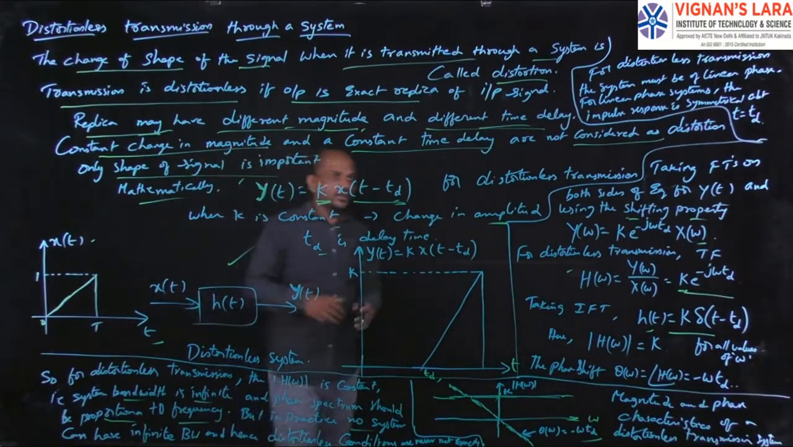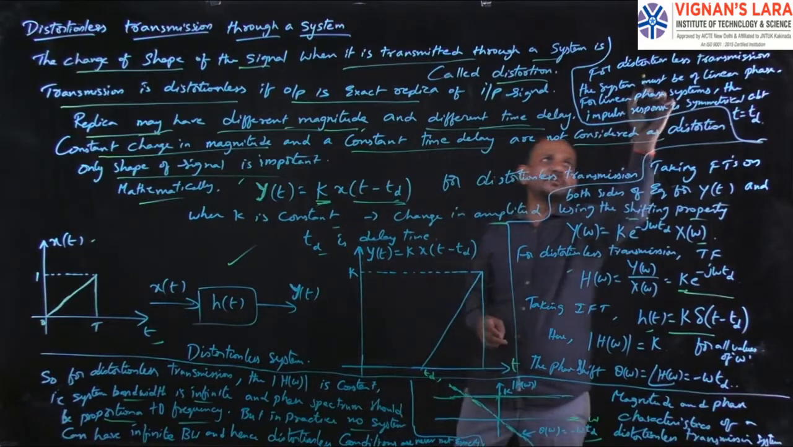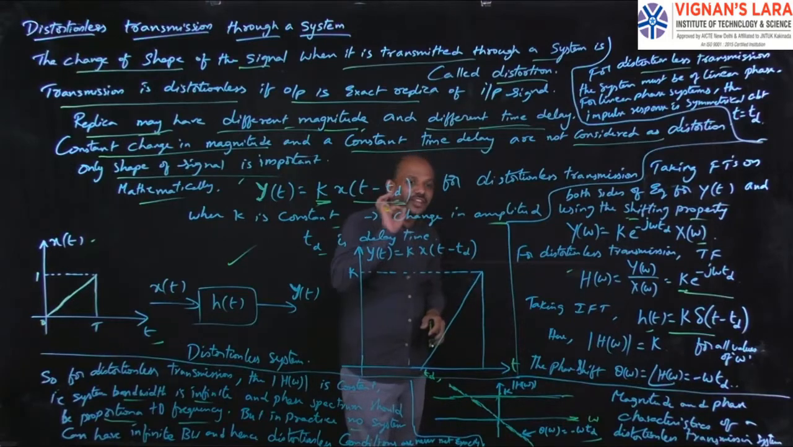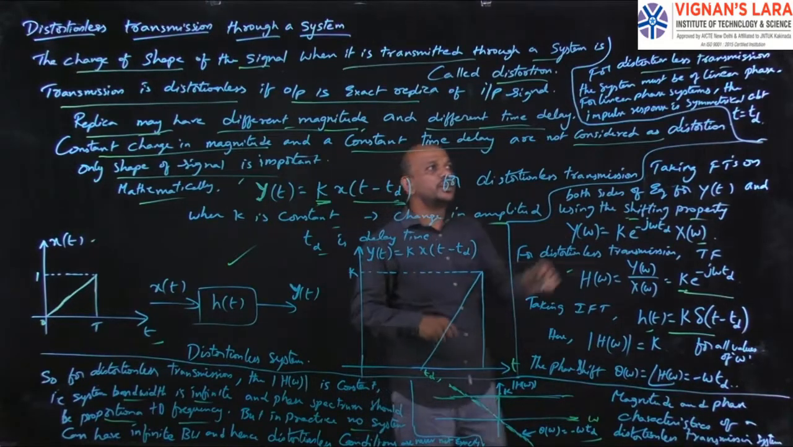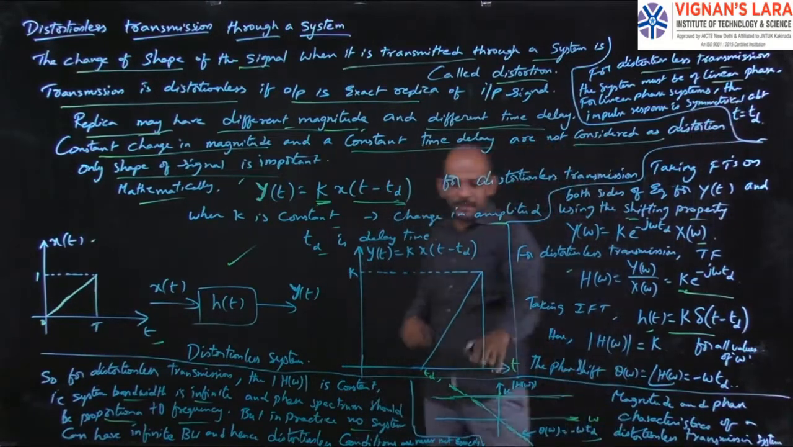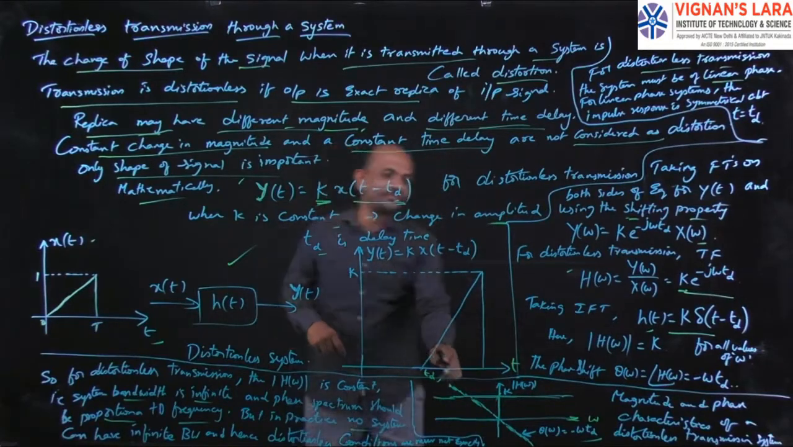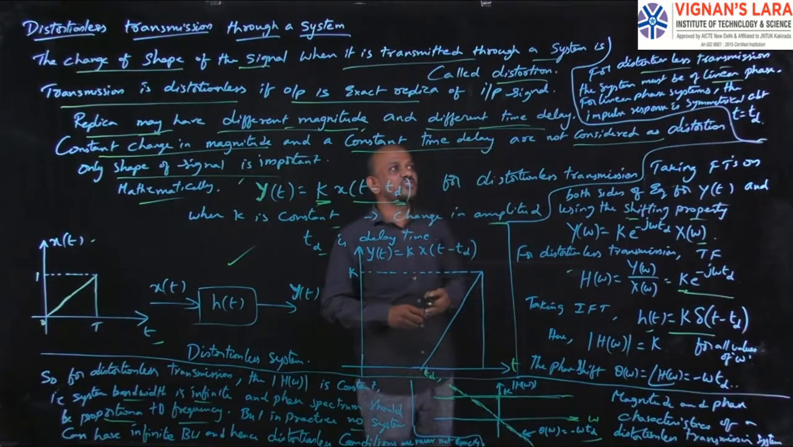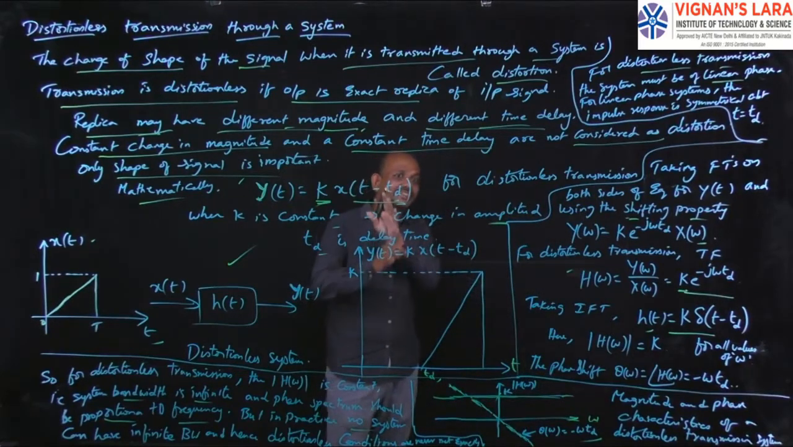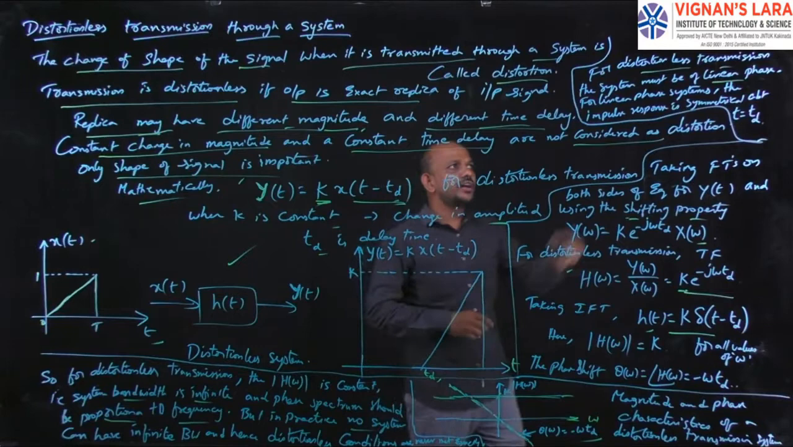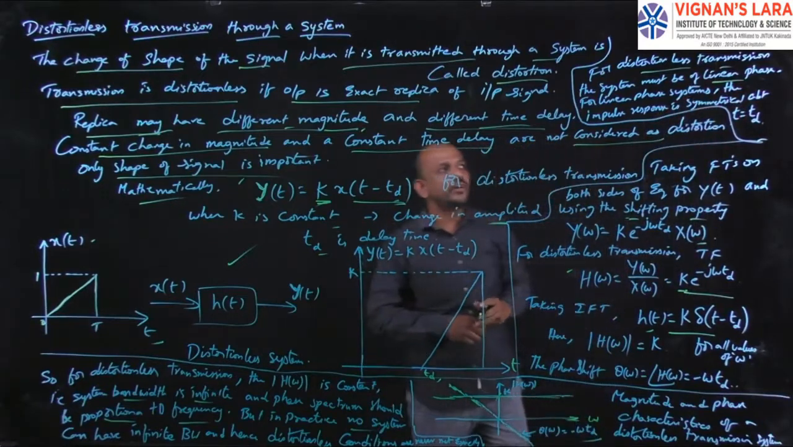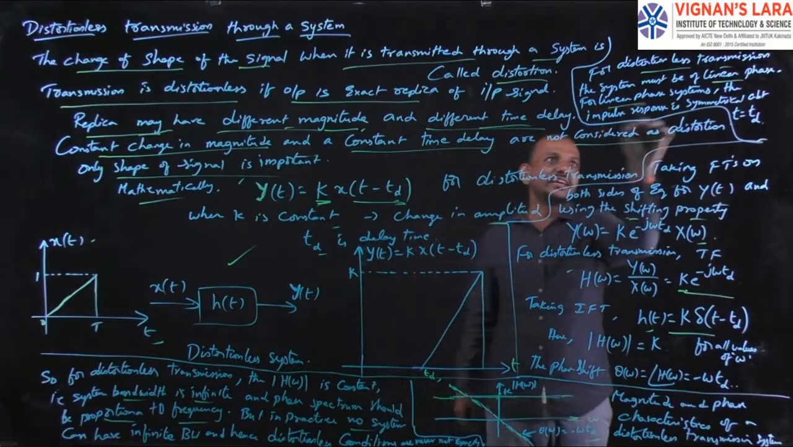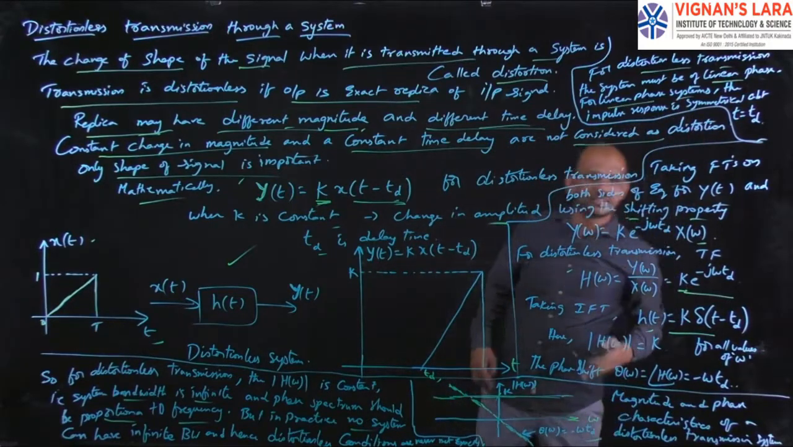Now, for distortionless transmission, the system must be of linear phase, because the magnitude is constant but the phase will vary linearly. Hence, for distortionless transmission, the system must be of linear phase. That will surely be of linear phase. So, for linear phase systems, the phase is varying linearly.